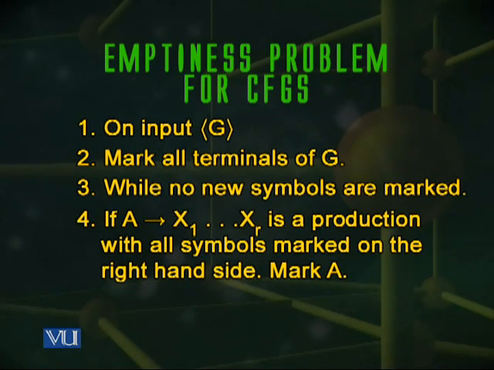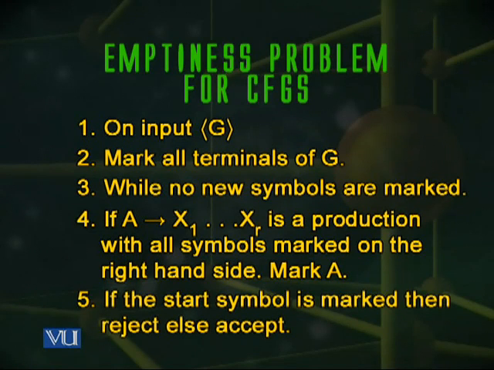This is a very simple algorithm. Thus, if the start symbol is marked, then it is possible to generate all terminals starting from the start symbol. Therefore, we reject the input, otherwise we accept. So, this simple algorithm or this decider decides the emptiness problem for context-free grammars.